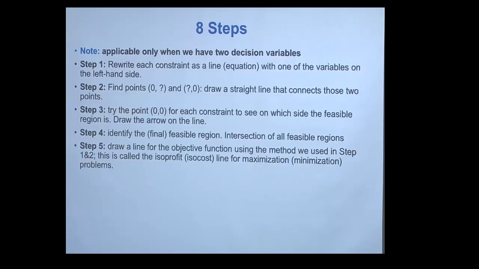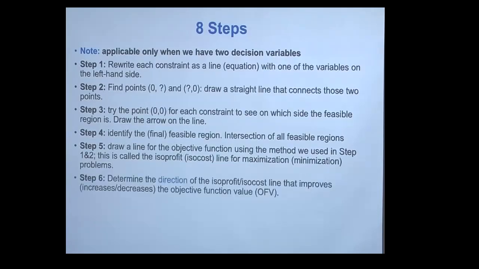And this line that represents the objective function is called either the isoprofit or isocost. Isoprofit for maximization problems, isocost for minimization problems. Next step, determine the direction of isoprofit or isocost. Basically, you start moving it in different directions to see if it increases or decreases the value of the objective function within the feasible region.